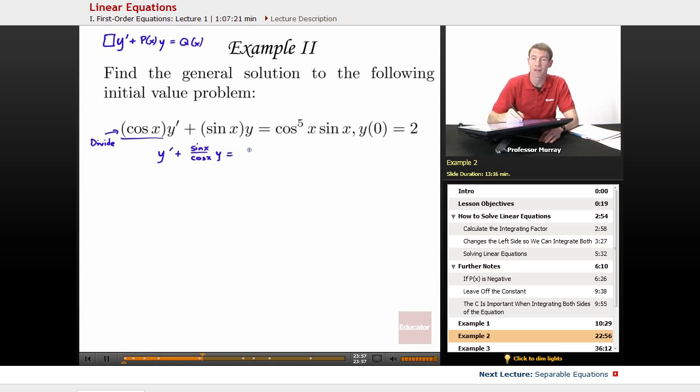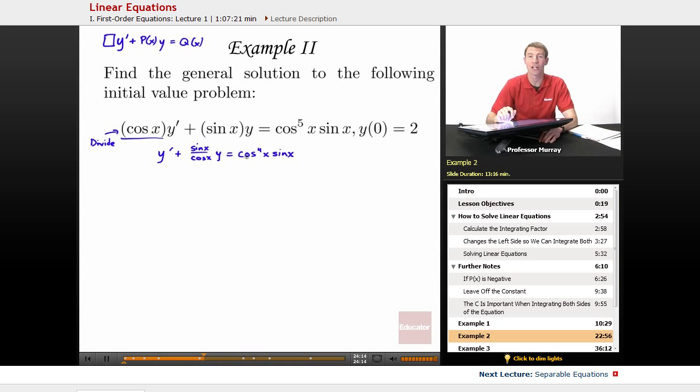Now, if I have cosine to the 5th on the right and I divide by 1 cosine, it'll go down to cosine to the 4th x sine x. Not going to worry about the initial condition because paradoxically, you use the initial condition at the very end of the problem. So we won't worry about that for quite a long time.